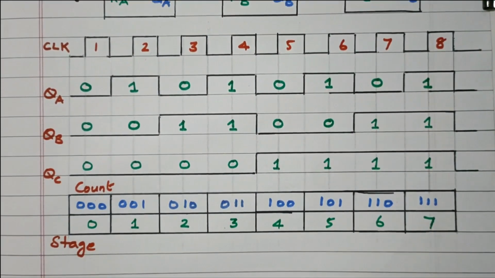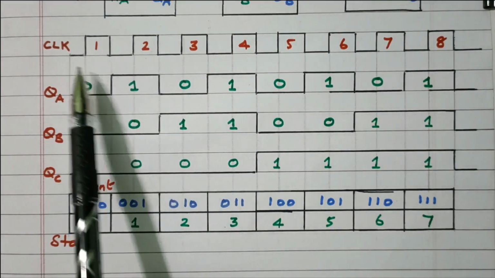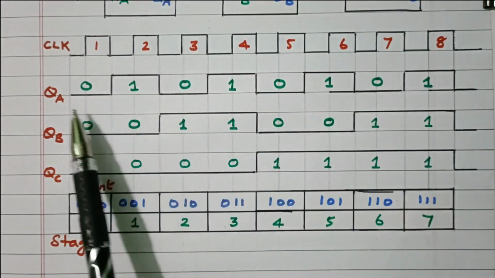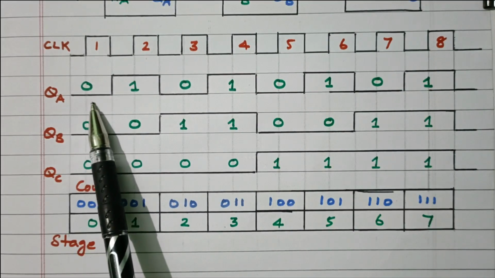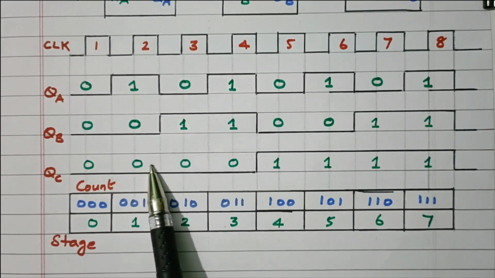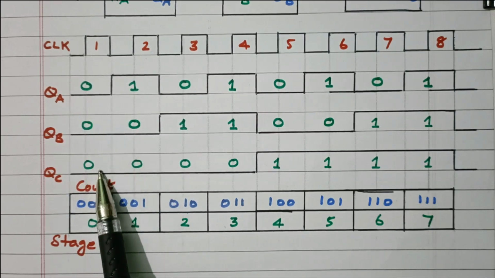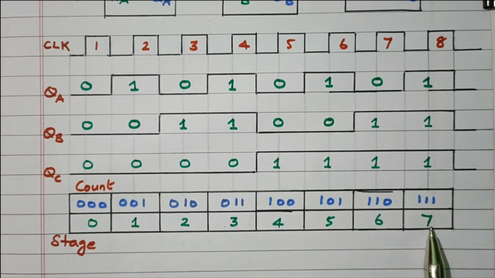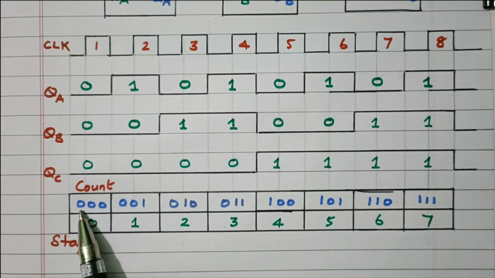So this is the clock pulse given. There are 8 clock pulses available. So these are the outputs QA, the LSB, QB and QC. QC is the MSB, the most significant bit, and QA is the least significant bit. So this is the count and stages. So 0 to 7, there are 8 stages available. The count is from 000 to 111. We need to get from 000 to 111, right?